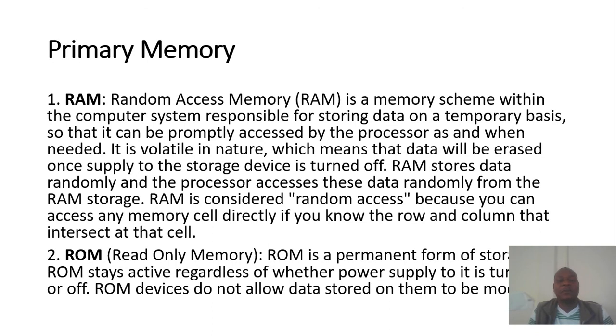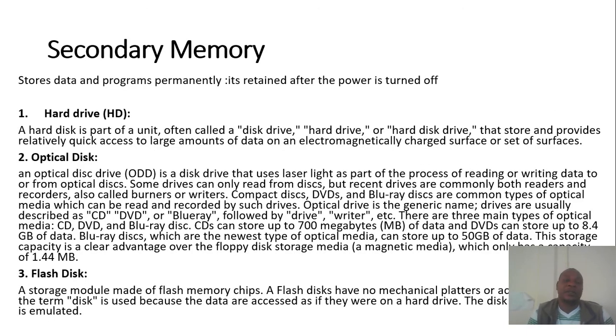So random access memory is said to be volatile. That is to say, as soon as power supply is cut off, the data that is in the random access memory is lost. But the read-only memory is a permanent form of storage of data. However, the computer can only read from the memory, but it cannot write to it. Hence, it is called the read-only memory.